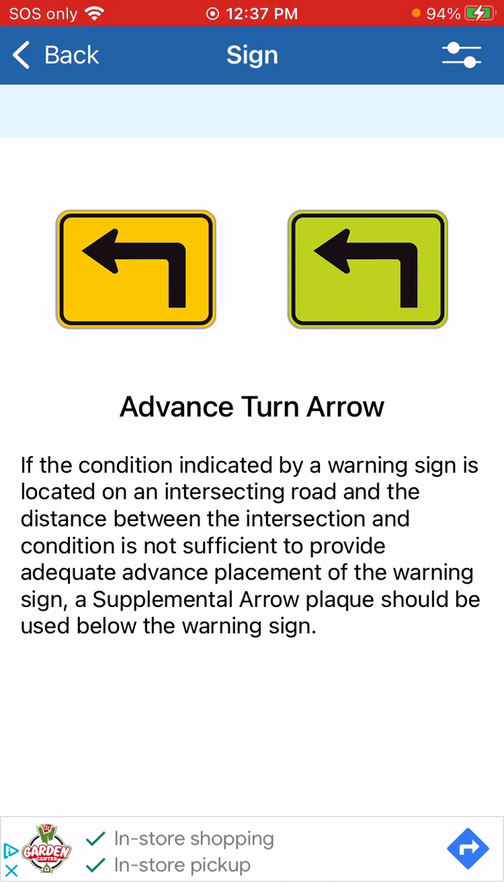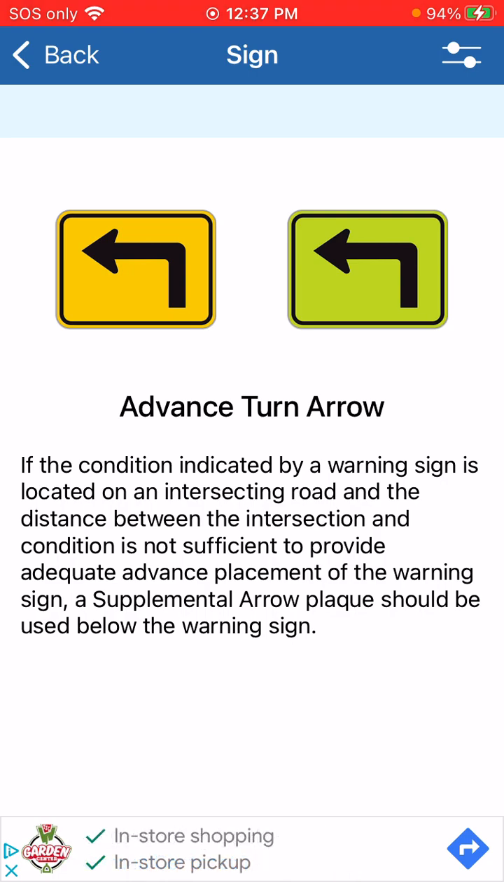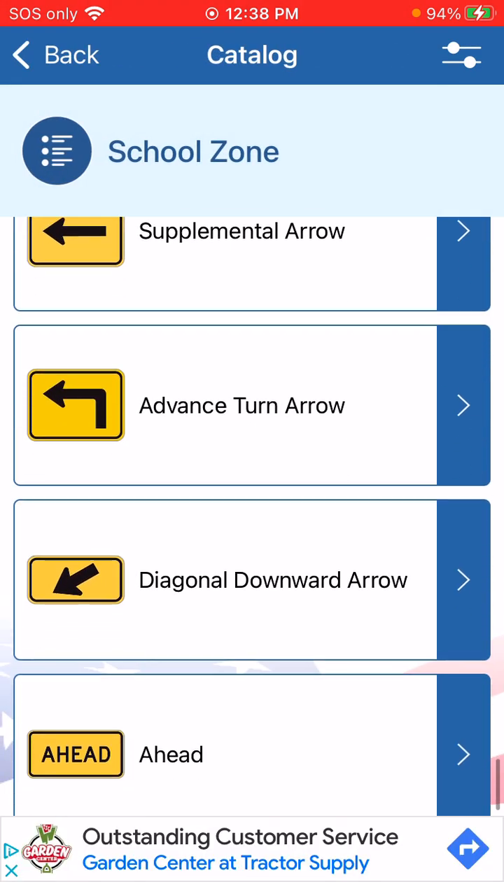Advance turn arrow. If the condition indicated by a warning sign is located on the intersecting road and the distance between the intersection and condition is not sufficient to provide adequate advance placement of the warning sign, a supplemental arrow plaque should be used below the warning sign.